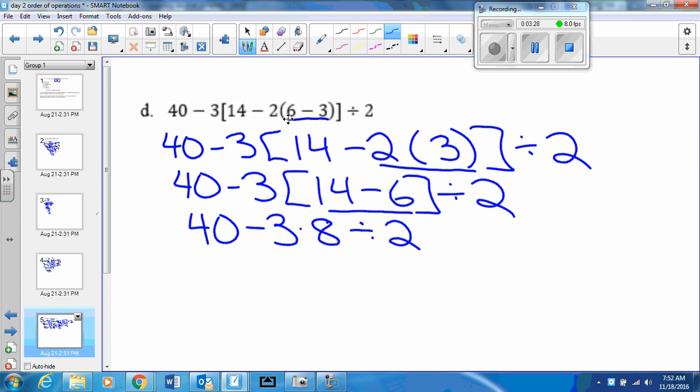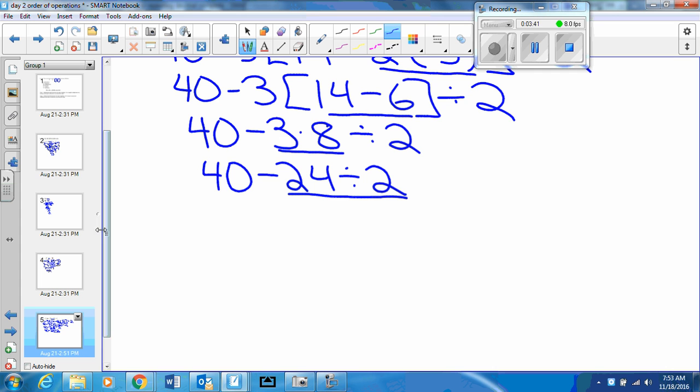Now I'm looking for multiplying and dividing. So next I would multiply 3 times 8 to get 24. And now I would divide. 24 divided by 2 becomes 12. And now I would subtract, 40 minus 12 gives me 38.